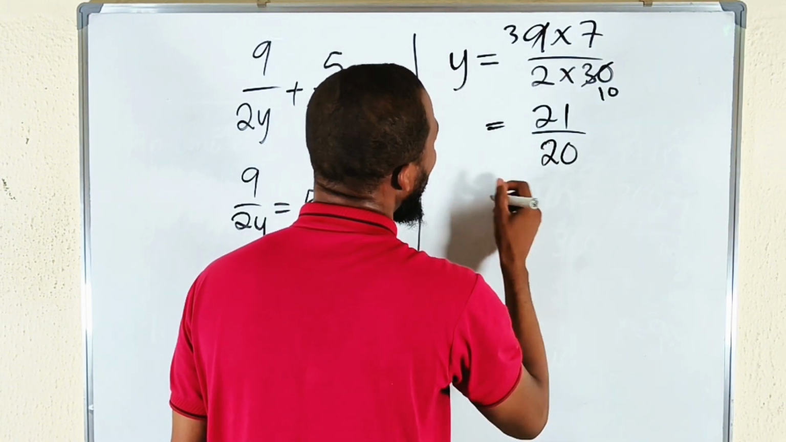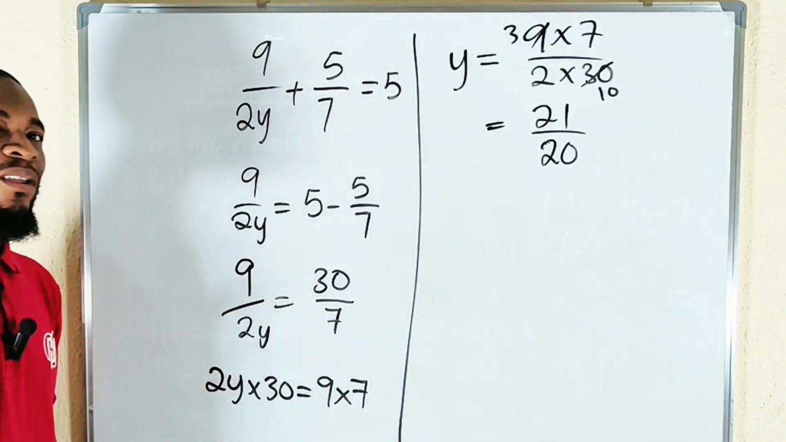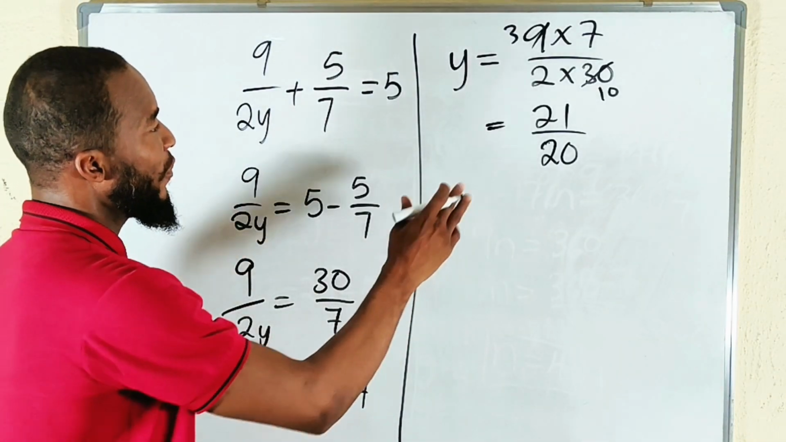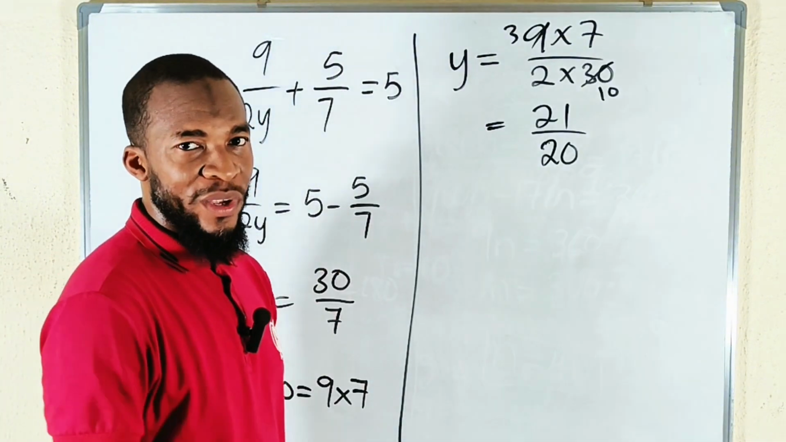20? Okay. We cannot simplify this anymore, unless if you want to write it as a decimal. So this is our final answer, 21 divided by 20.